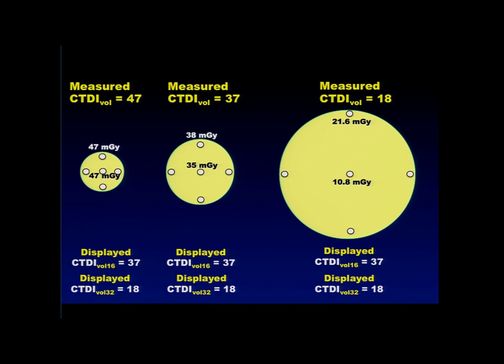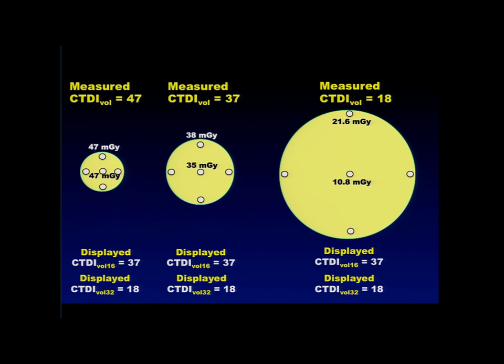Now think of these three phantoms as representing three different sized patients. Same thing happens. The doses are dramatically different if the patient size is different, but the scanner is going to give you exactly the same number. CTDIvol on scanners today doesn't in any way follow the size of the patient. It's dosed to a phantom, and that phantom is fixed. CTDIvol is not patient dose.